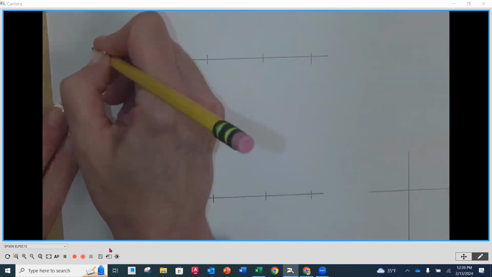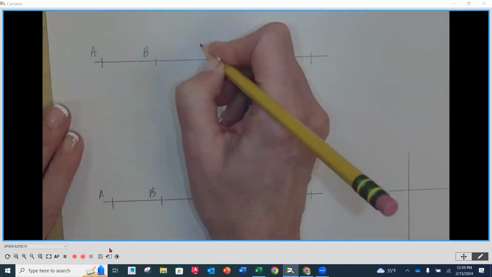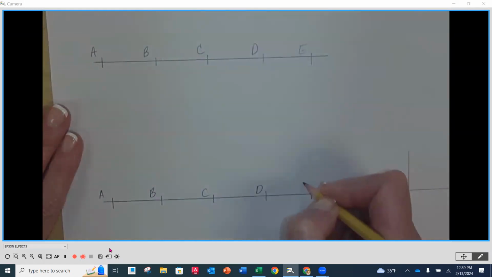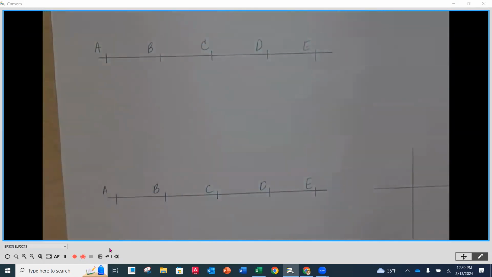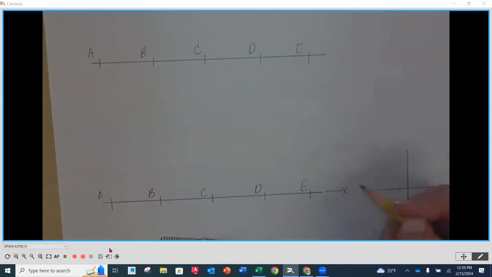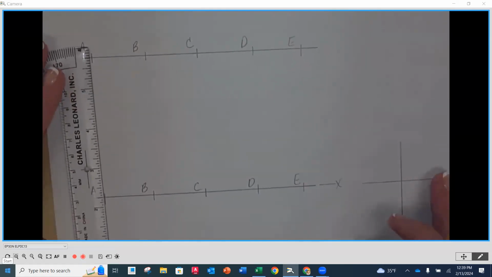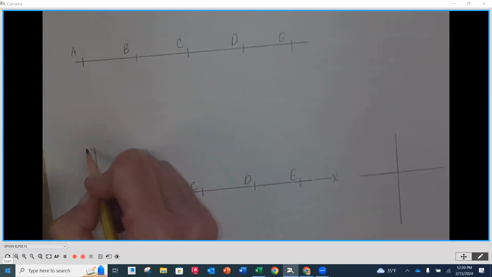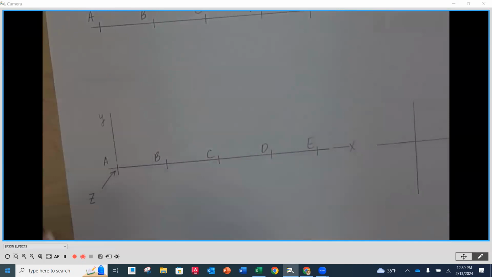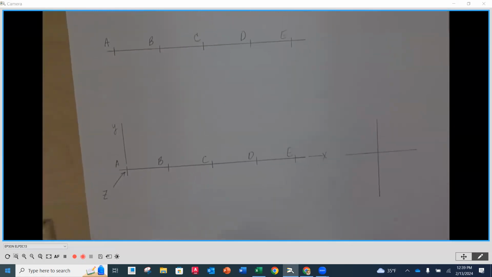So labeling is going to be A, B, C, D, and E. Now looking down this axis, this is going to be the x-axis on my front view, and my y-axis is going vertical. And then my Z is going to be a point, looking down the Z-axis.